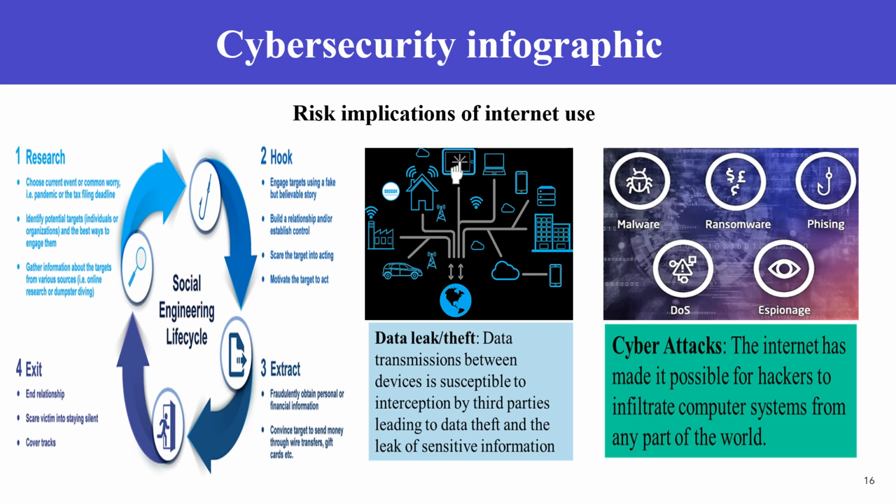The first thing we look at is the risk implication of internet use. The very first risk implication of internet use is social engineering. This especially concerns NICS Incorporated, considering that in the past 2 years it has had a couple of social engineering attacks. Then you have data leak or theft. Data transmission between devices is susceptible to interception by third parties, leading to data theft and the leak of sensitive information. Then you have cyber attacks. The internet has made it possible for hackers to infiltrate your computer system from any part of the world, such as ransomware, phishing, DoS, and espionage.